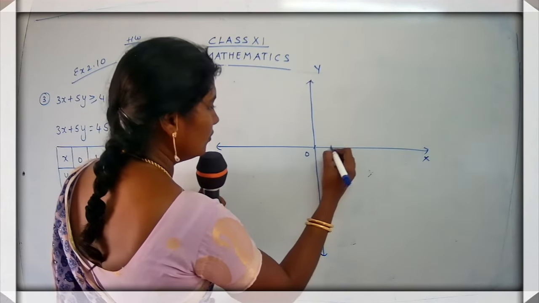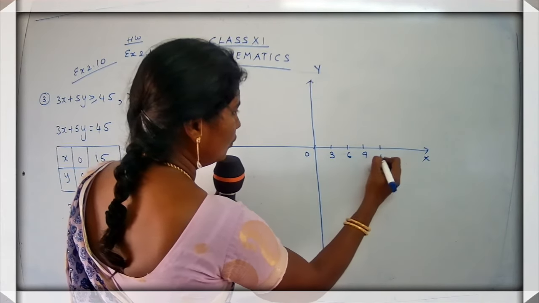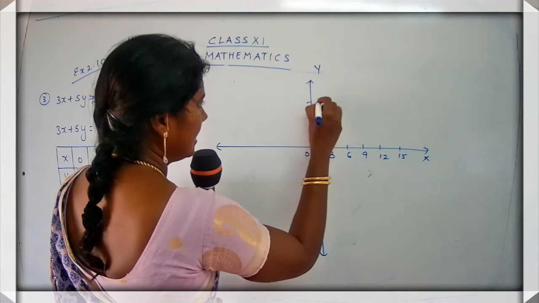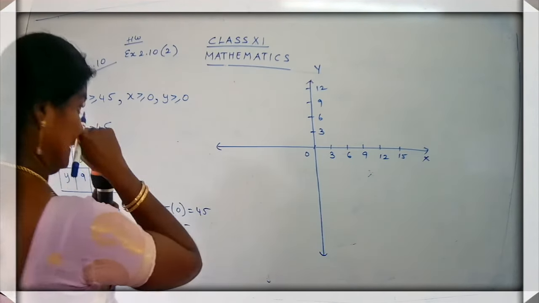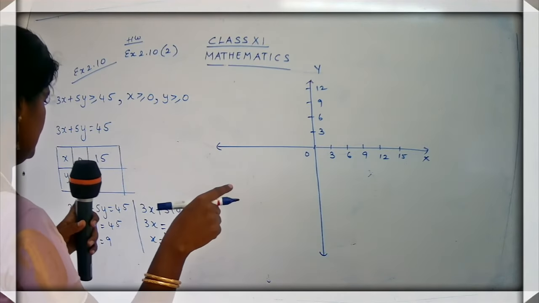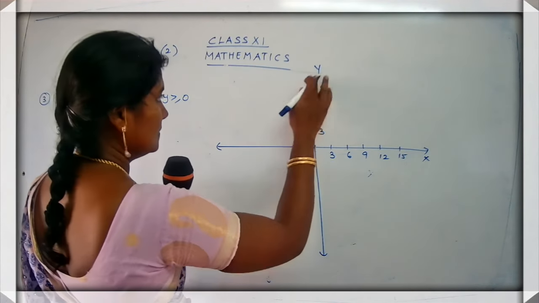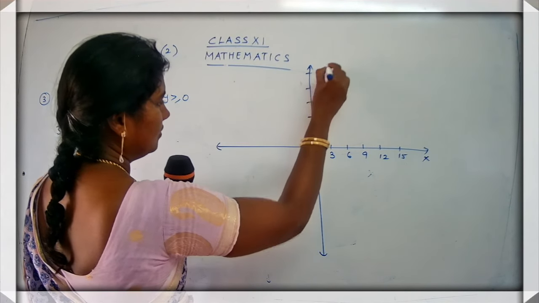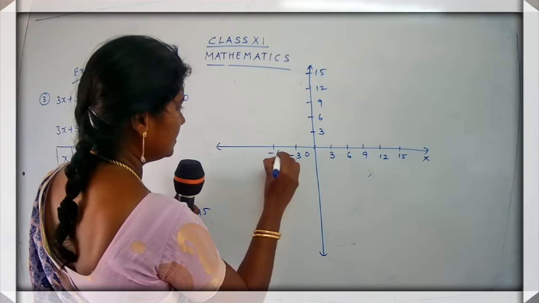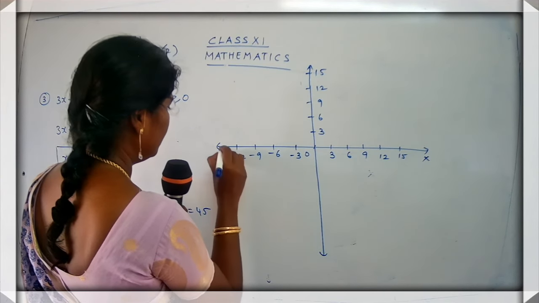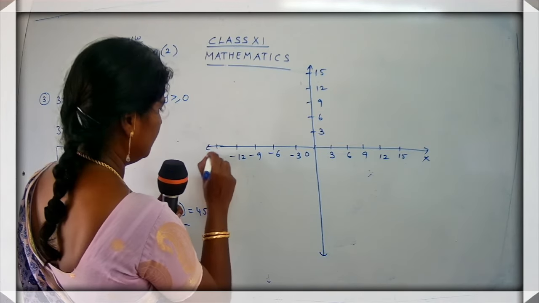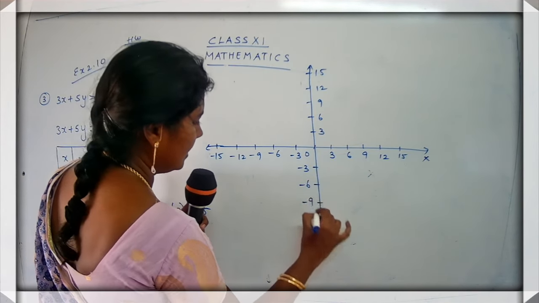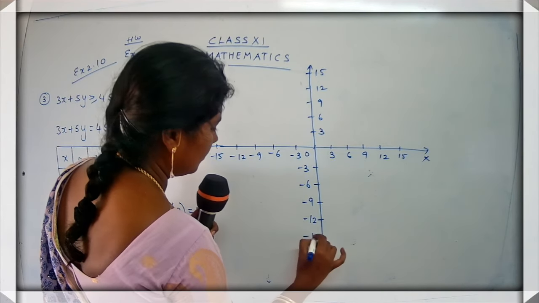So 0, 3, 6, 9, 12, 15, and on the negative side, minus 3, minus 6, minus 9, minus 12, minus 15, on both axes.